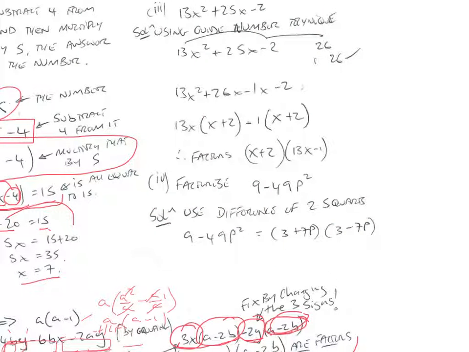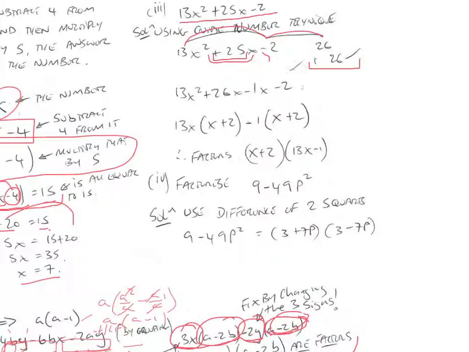Now we'll factorise 13x squared plus 25x minus 2 using the guide number technique. So 13 by 2 is 26. The first factors I get with that are 1 and 26. I'm looking to make plus 25. I'll use different signs because that's negative, so I'll use a plus and a negative. So I'll use plus 26 and minus 1, and that will give me plus 25 here.